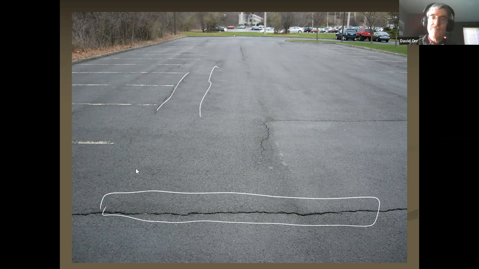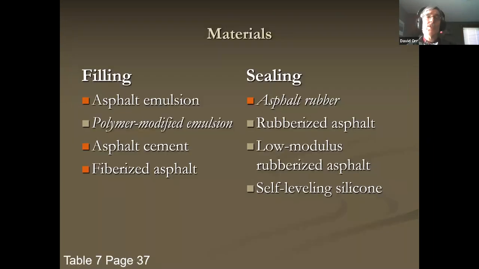Okay. So now in terms of what materials do you use for filling applications, you're gonna be using asphalt emulsions, asphalt cement. Things that are gonna give a little bit, just asphalt when you're done to help bind those two together, maybe even some fiber in it. You could use a polymer modified material that actually has some sealing characteristics, that's why it's in italics, versus sealing, where you're gonna use more expensive materials, rubberized asphalts, even silicone can be used, okay?